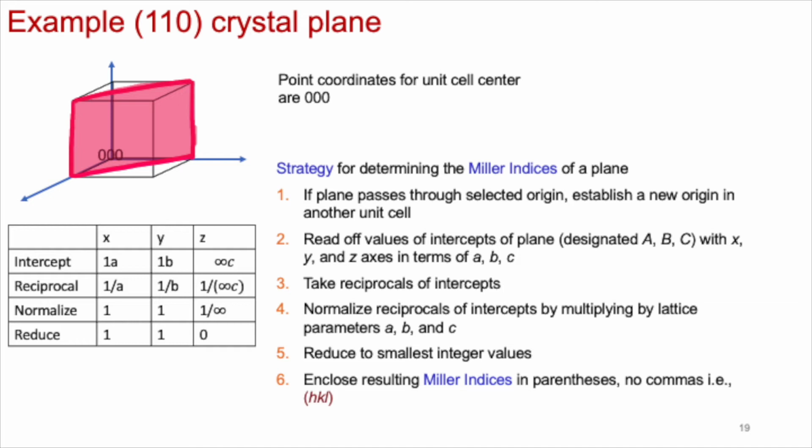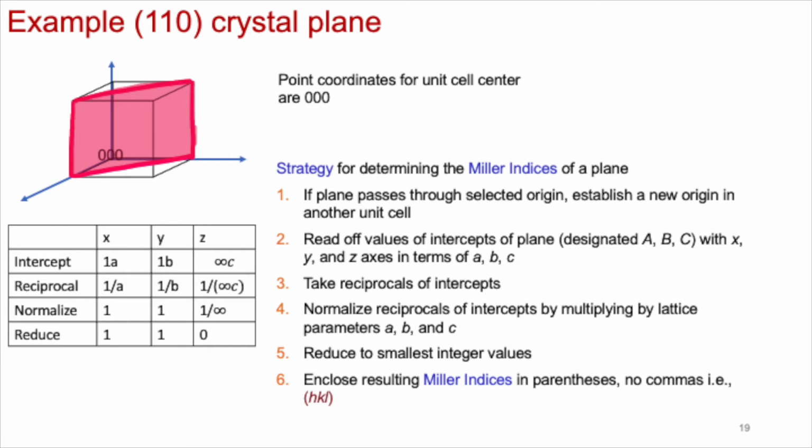And since it's a plane, we use the regular parentheses, whereas for a family of planes, we can use the curly brackets. I just want to emphasize, to make sure we're all on the same page, David mentioned the infinity. Because this is the 110, this particular example was chosen so that we address what happens when the plane does not intercept one of the axes or two of the axes.